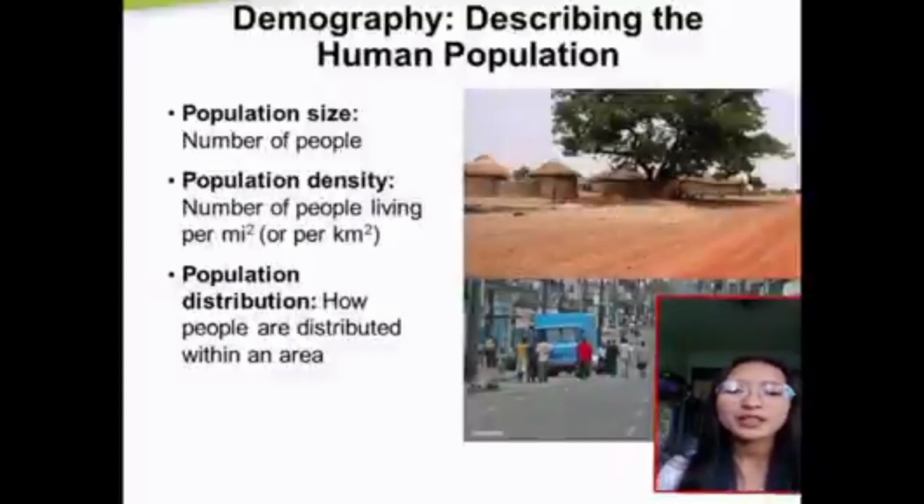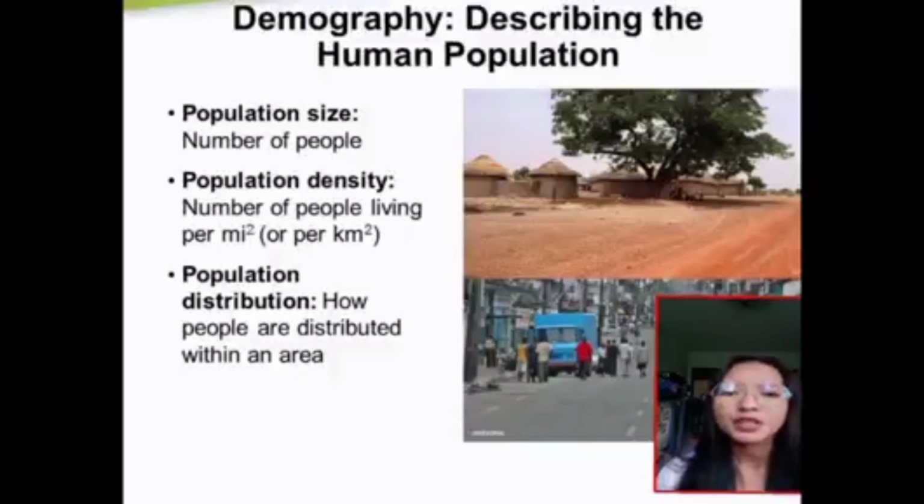Demography, describing the human population. Population size is the number of people or bilang ng mga taong naninirahan sa isang lugar. And the population density is the number of people living per meter or per kilometer. At ito ay tumutukoy sa average na populasyon bawat square sa isang lugar. Ito ay nagbibigay kaalaman sa mga kondisyon ng mga naninirahan sa isang bansa.